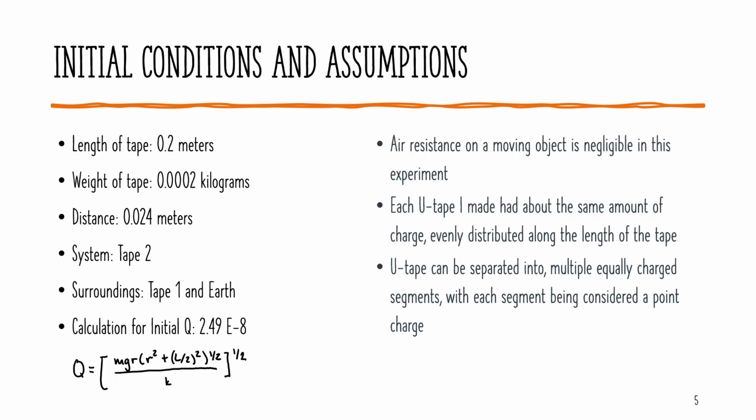Initial conditions and assumptions. By the way, a lot of these initial conditions come from Lab 1. The length of the tape was 0.2 meters. The weight of the tape was 0.0002 kilograms. The distance was 0.024 meters. The system was tape 2, and the surroundings are tape 1, the Earth, and really any of the other forces acting in the universe.